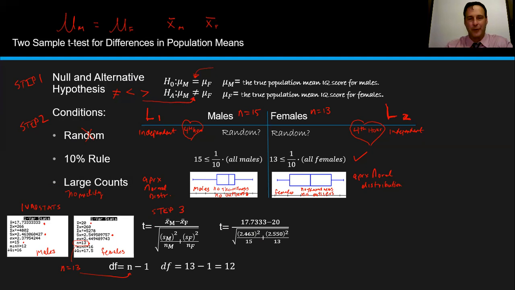And if you were to do the work for it, you would end up with this. Now what does that mean? Well, here's what I'm going to do. I'm going to draw the best normal distribution I can, and down the middle, here's what I'm going to do. This is the sampling distribution of all mean differences of sample size 15 for males and 13 for females.